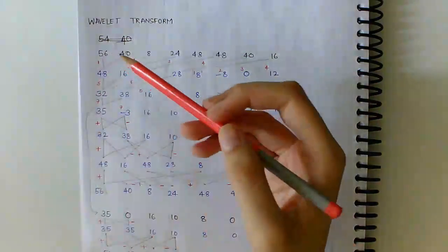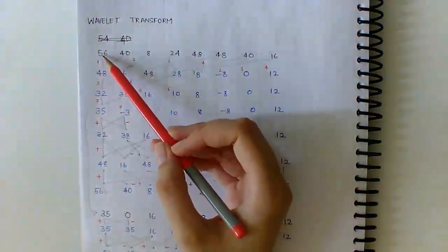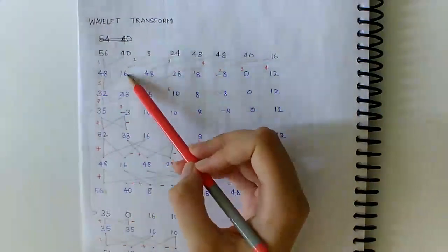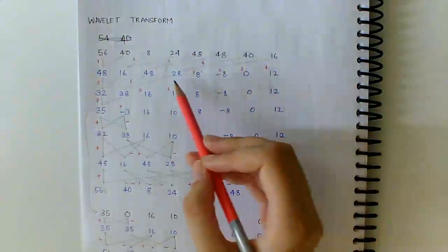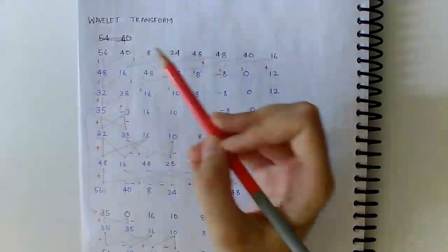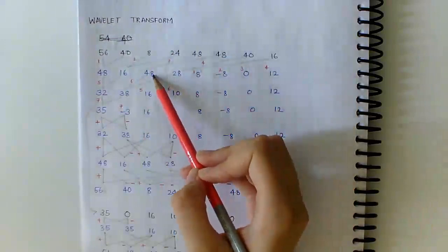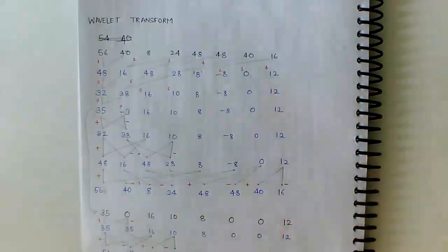So the first value becomes 56 plus 40 by 2. The second becomes 8 plus 24 by 2, 48 plus 48 by 2, 40 plus 16 by 2. And the second set of values becomes 56 minus 48, 8 minus 16, 48 minus 48 and 40 minus 28.